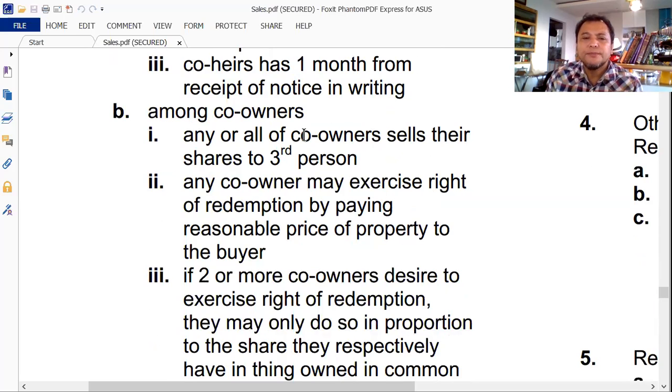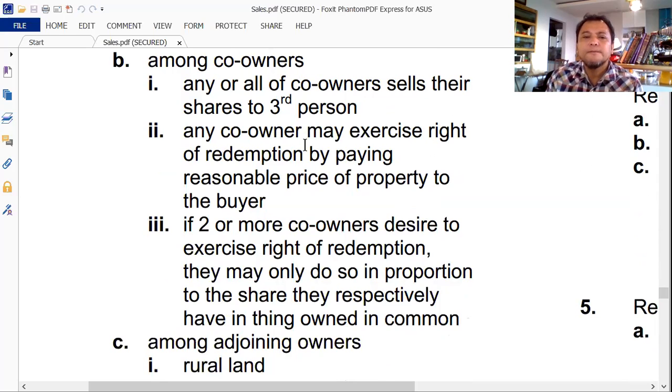Also, among co-owners, still the property in co-ownership is undivided. So if any or all of the co-owners sell their shares to a third person, then any one of them can redeem. Any co-owner may exercise the right of redemption by paying the reasonable price of the property to the buyer. Now, if two or more co-owners desire to exercise the right of redemption, they may only do so in proportion to the share they respectively have in the thing owned in common. So pro rata. Again, co-ownership is an undivided property. The co-ownership would exist if a property is undivided and numerous persons own this property.